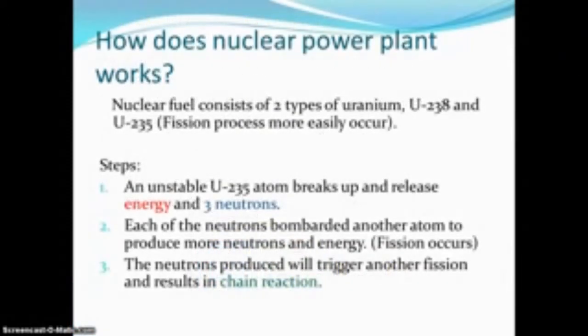How does a nuclear power plant work? Nuclear fuel consists of two types of uranium, uranium-238 and U-235, in which the fission process occurs more easily. Step 1. An unstable U-235 atom breaks up and releases energy and 3 neutrons. Step 2. Each of the neutrons bombards another atom to produce more neutrons and energy. Fission occurs. Step 3. The neutrons produced will trigger another fission and result in a chain reaction.